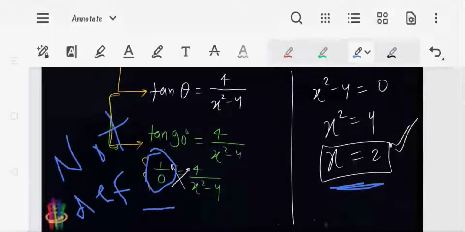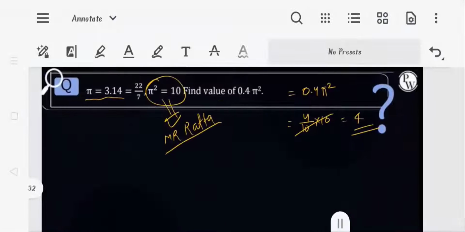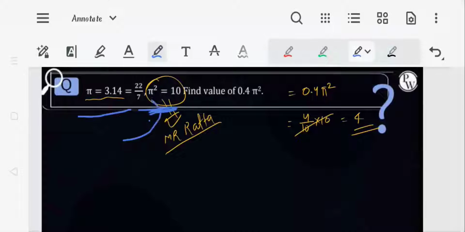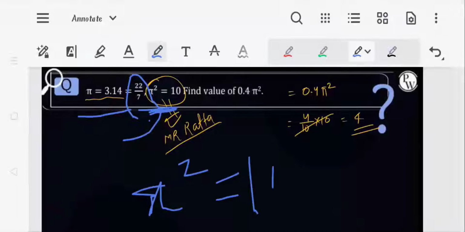Very awesome question. No one would have thought of this kind of question, right? Now see, you have to remember this value: pi square equals 10. We remember pi equals 3.14 and 22 by 7, but this is a new value, that pi square equals 10. This is a very important line.